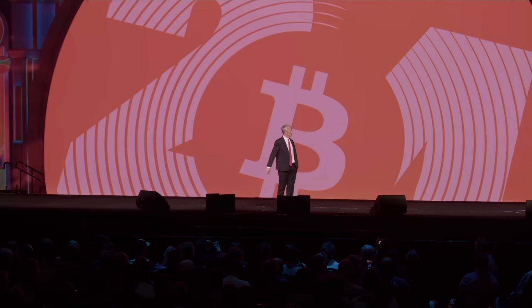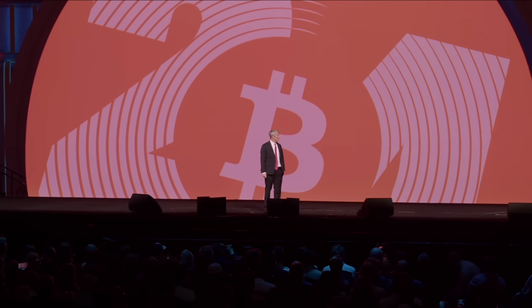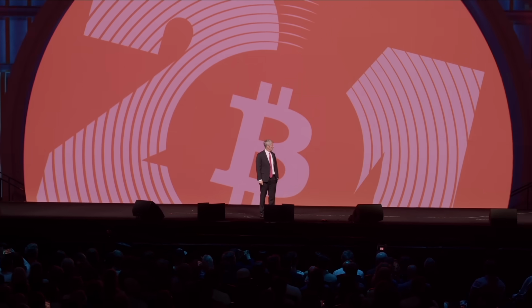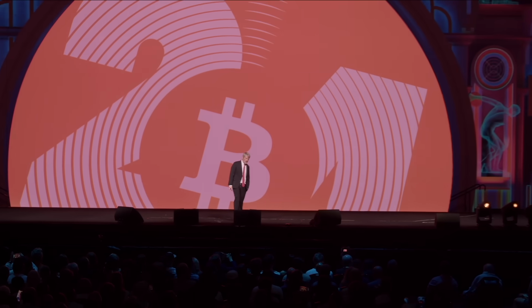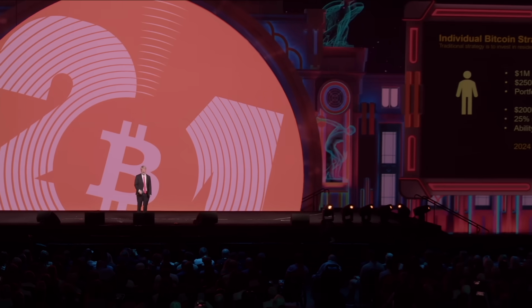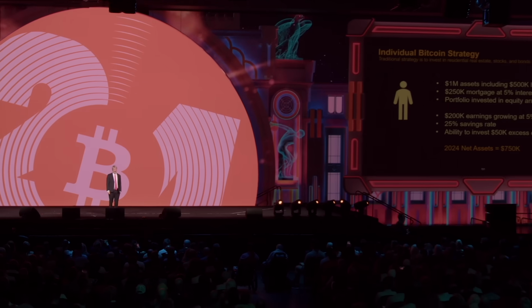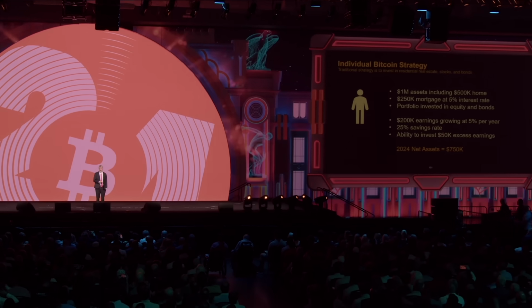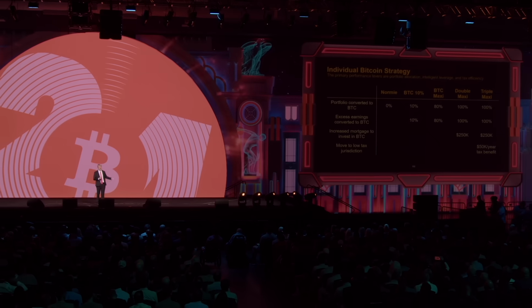So what's a typical person? Well, we actually model an individual, and we said, what if you had $750,000 in net assets, and you made $200,000 a year, and you're going to make 5% more every year, and you got a savings rate of 25%, and you can invest $50,000 a year. Well, there's a lot of strategies. You could be the normie and do a normal strategy, diversified portfolio. You can be a 10%er, and you can put 10% of your assets into Bitcoin. You can be a BTC Maxi and put 80% of your assets and put 80% of your earnings into Bitcoin.